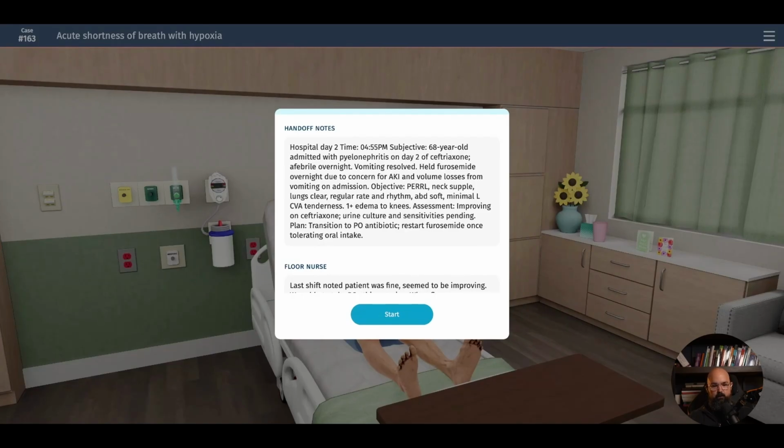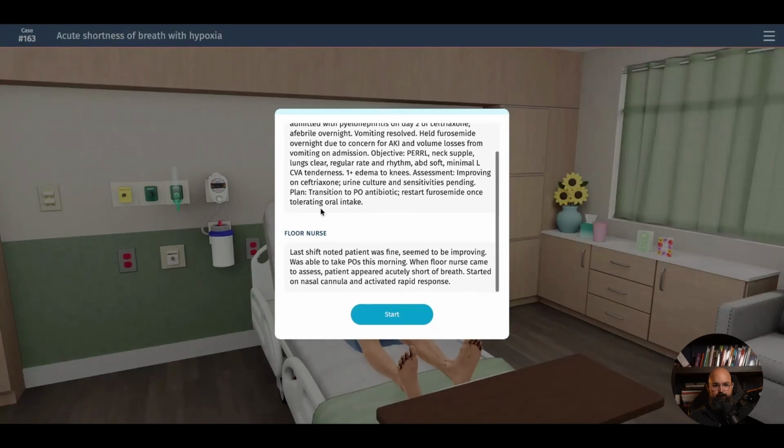Assessment. Improving on ceftriaxone, urine culture and sensitivities are pending. Plan is transition to PO antibiotic. Restart furosemide once tolerating oral intake. Okay. Floor nurse. Last shift noted patient was fine, seemed to be improving, was able to take POs this morning. When floor nurse came to assess, patient appeared acutely short of breath. Started on nasal cannula and activated rapid response.